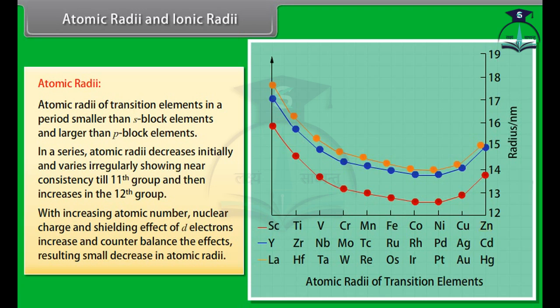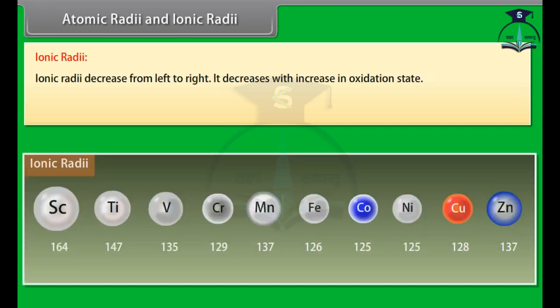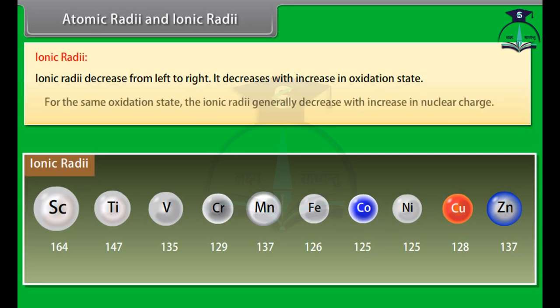In zinc, cadmium and mercury, there is an increase in atomic radii due to electron repulsion, which exceeds the nucleus' attraction on the outermost shell. Ionic radii. Ionic radii decrease from left to right. It decreases with increase in oxidation state. For the same oxidation state, the ionic radii generally decrease with increase in nuclear charge.